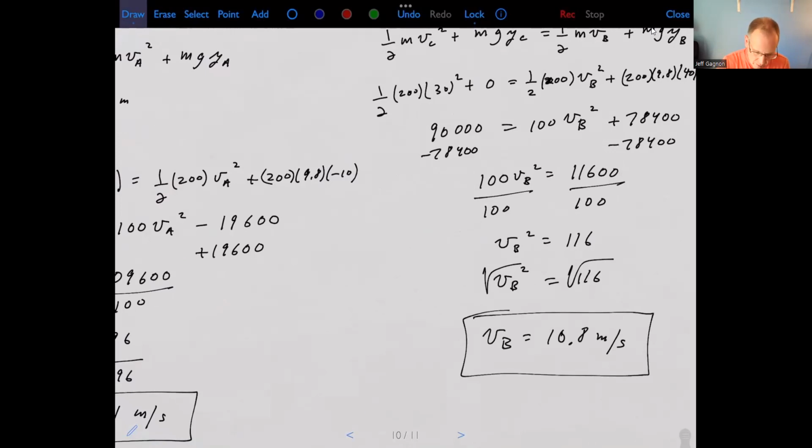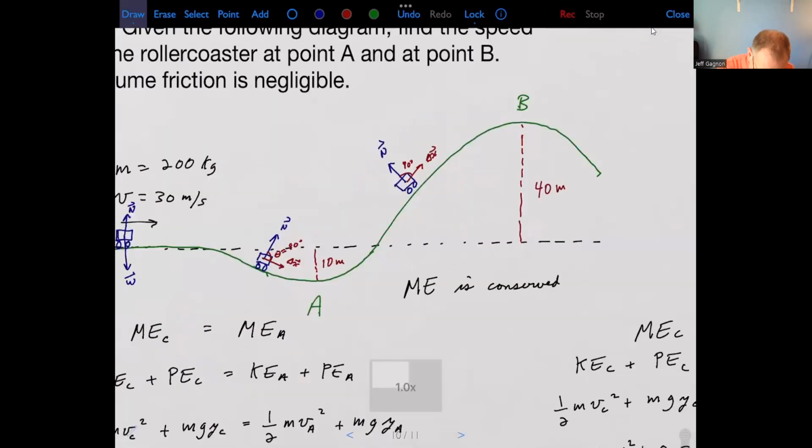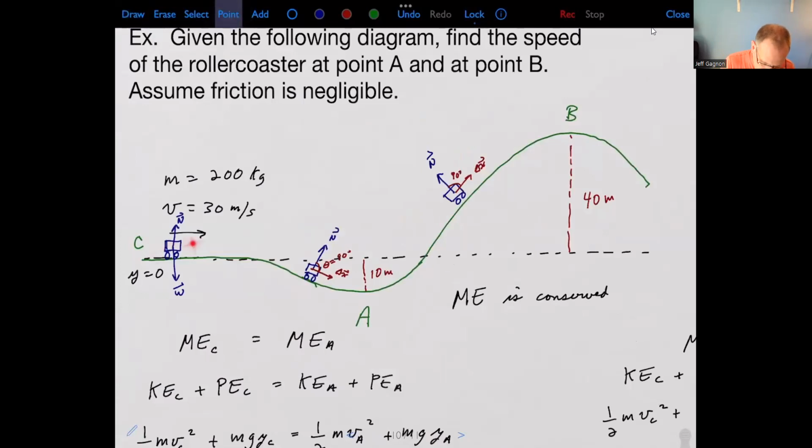And notice it's much slower. Initially it was 30, then it sped up. At position A, it was going faster, like 33, I guess. And then at position B, it's more like 10 meters per second. So again, we lost potential energy, but gained kinetic energy. Here we're gaining potential energy, but losing kinetic energy. But the sum of the two is always going to be the same.